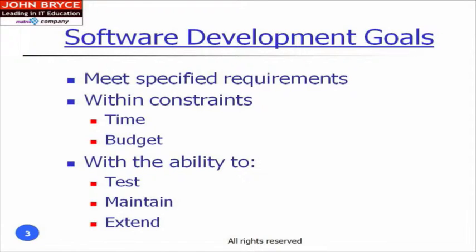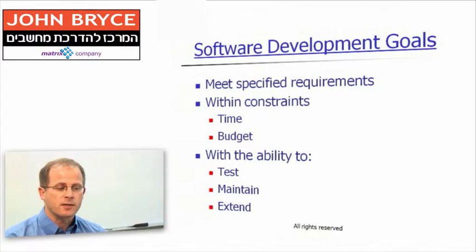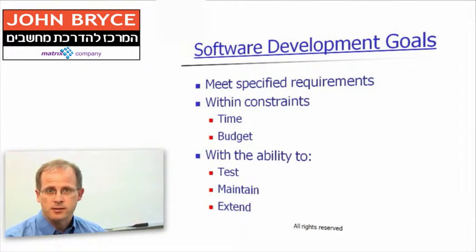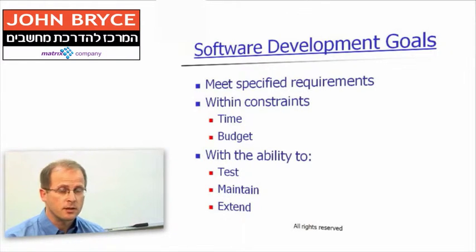In order to understand the challenge of change, let's begin with a review of some of the software development goals that we always need to address. We need to meet specific requirements, and we need to meet specific constraints. The constraints are often time, budget, and of course other resources. But in addition to all of these functional requirements, we must also have the ability to test our software efficiently, maintain the software in the future, and extend it when necessary.